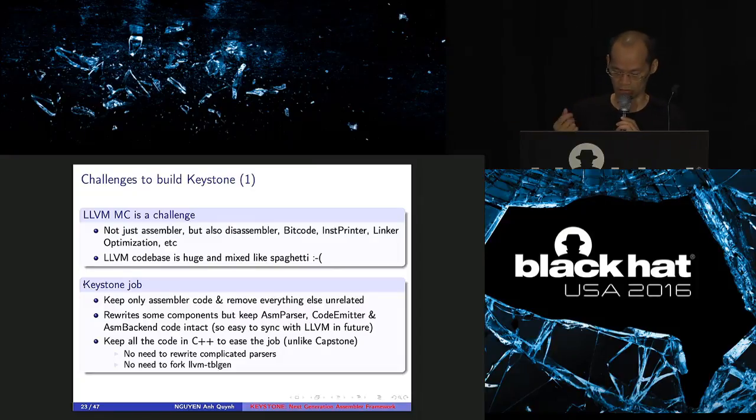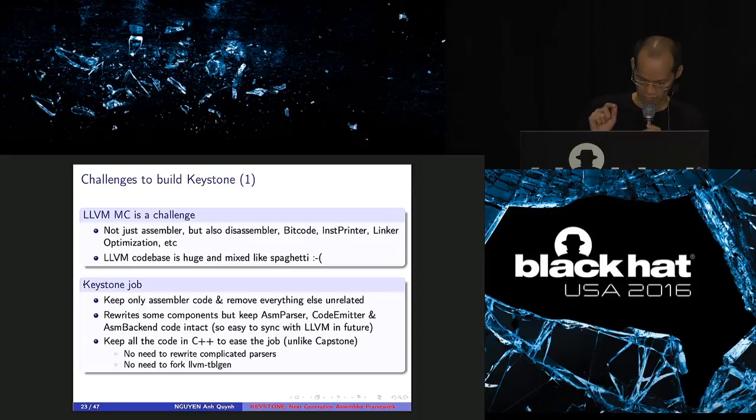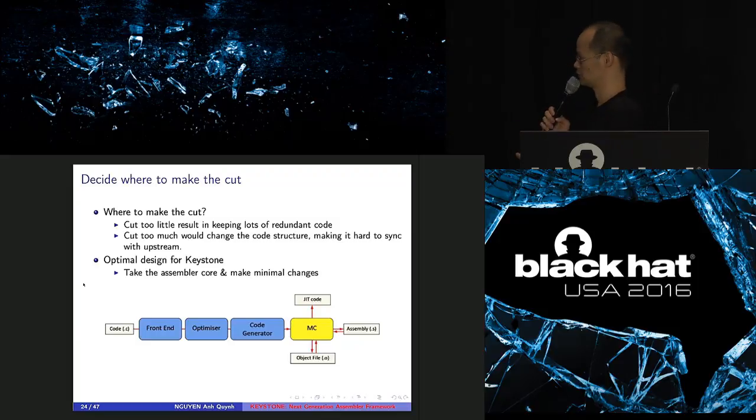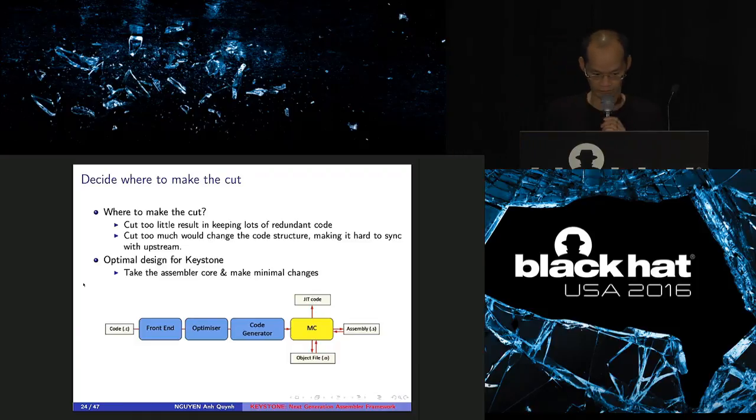I keep only the parser, code emitter, and ARM backend for the linker, and I try not to change those components and rewrite other things for these issues. So the point is how to make the cut in MC. MC is big code. If you cut too much, you end up having to rewrite a lot of code, and it makes it very hard to maintain the code in the future. If you cut too little, then you keep many things that you don't really need inside Keystone. And I think that finally I had some ultimate design for Keystone. I made a proper cut, just enough.